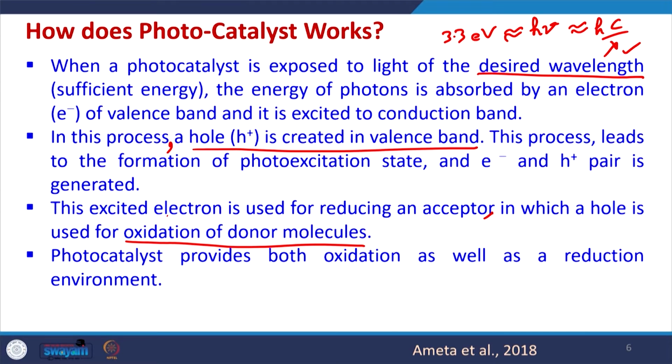Now, photocatalysts provide both oxidation as well as reduction environment. Through this we can use them for oxidation of different types of compounds present in the water which are desirable. And any undesirable pollutant, like any organic pollutant, if it is present in the water, it can be oxidized using this technique. Now, interaction of semiconductor.